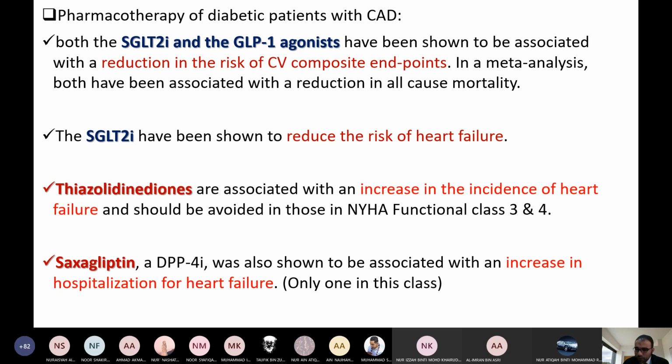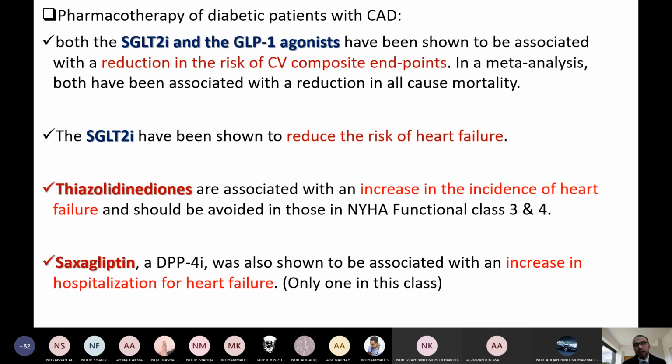So in general, just to summarize, we have two classes of anti-diabetic pharmacotherapy that have been shown to have a beneficial impact on the cardiovascular outcome. One of them is the sodium glucose transporter 2 inhibitor, and the other is the GLP-1, glucagon-like peptide 1 agonist. And I think Dr. Eid has highlighted this for you. The SGLT2 inhibitor also may have a particular protective effect even in heart failure diabetic patients.